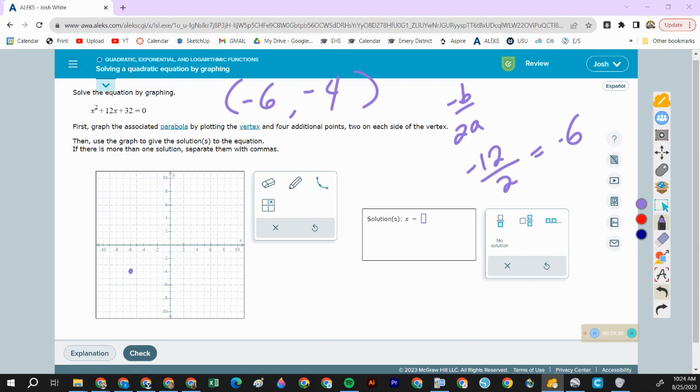And how does this parabola open? Normally, so it would be over 1 up 1, over 1 up 1, over 2 up 4, over 2 up 4, and look at that. We know the roots. So you'd graph that parabola. The solutions are negative 4 and negative 8.